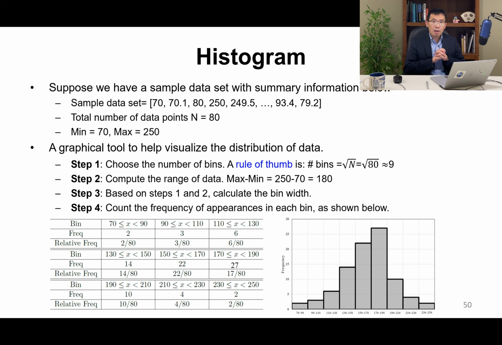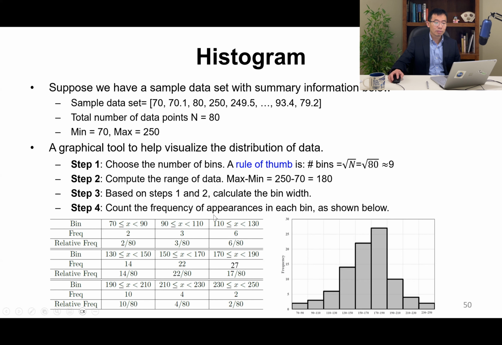The second step is to compute the range of data, maximum minus minimum. 250 minus 70 equals 180. So based on steps 1 and 2, we calculate the bin width. 180 divided by 9 is approximately 20, right? So then we go from 70 to 90. The bin width is 20. 90 to 110, until 230 to 250.